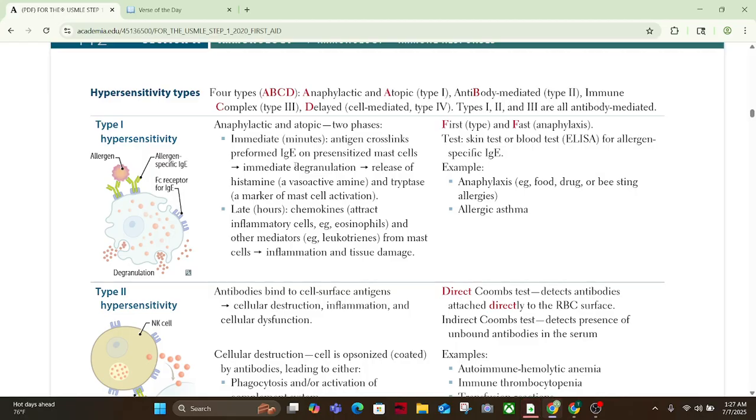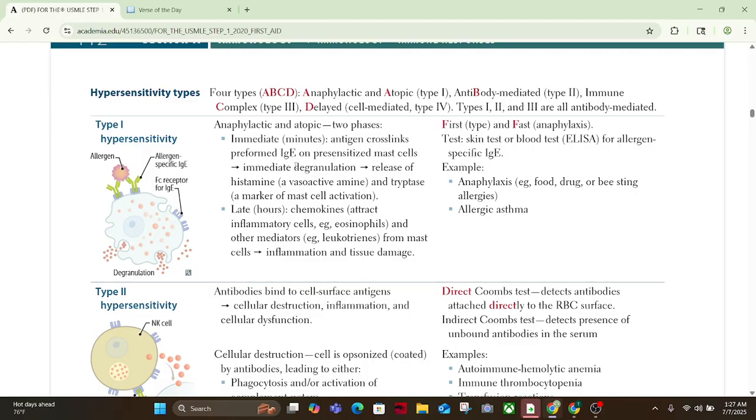Immediately you will see symptoms within minutes. You will see anaphylaxis, which is hypotension, bronchospasm, hives, angioedema, shock. So basically, the body produces IgE when exposed to an allergen. And then these IgEs go and bind to the mast cells, right? They go and bind to the mast cells after they are produced. This part is known as sensitization.